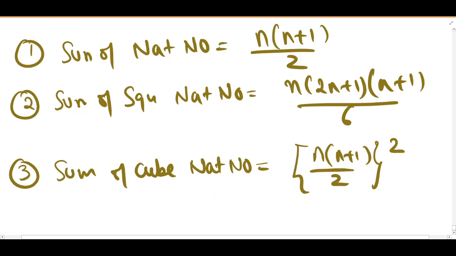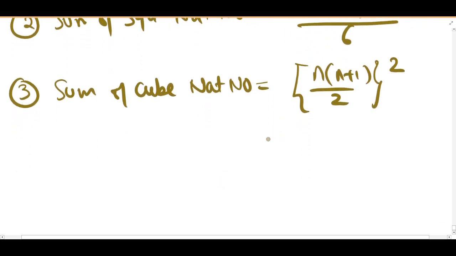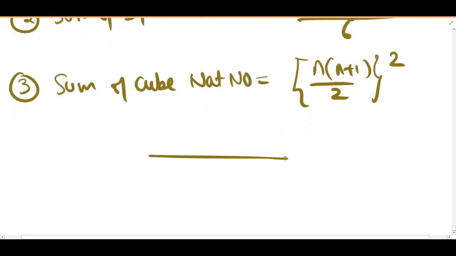So this was about the sum to n terms of special series. So this was all about sequence and series, arithmetic progression and geometric progression, and arithmetic mean and geometric mean.